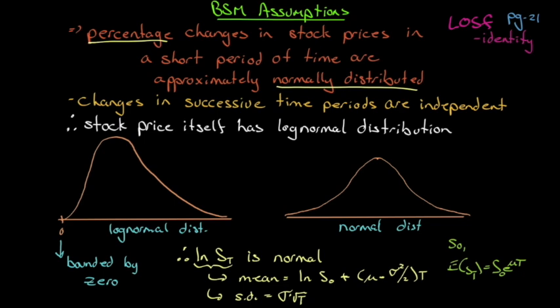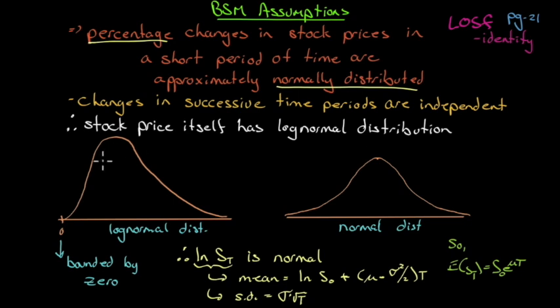So let's start with one of the basic assumptions, and I shouldn't even call it a basic assumption so much as an observation, and this observation allows us to use a continuous time model to find the price of an option. Number one, the percentage changes in stock prices in a short period of time are approximately normally distributed. And number two, changes in successive time periods are independent. Those two things combined result in a stock price that is itself log-normally distributed.